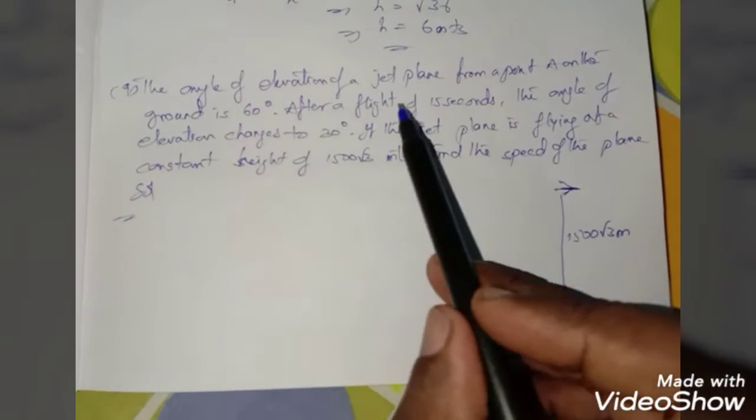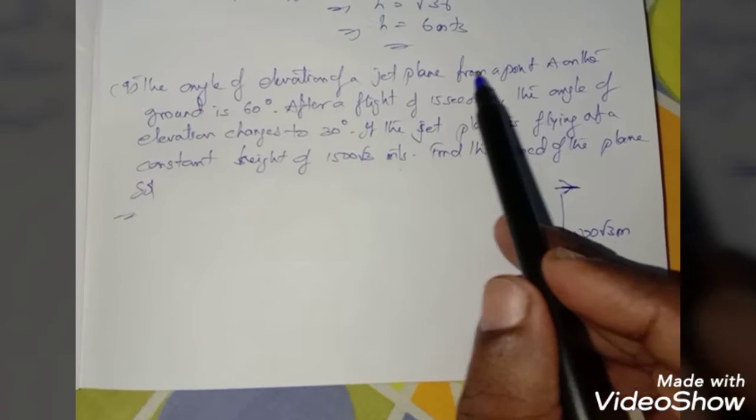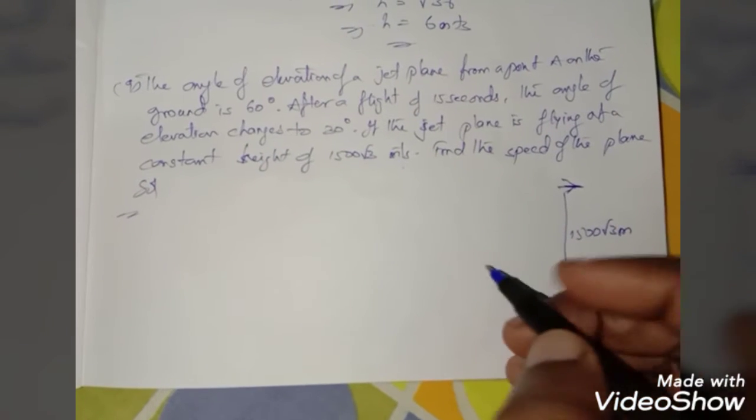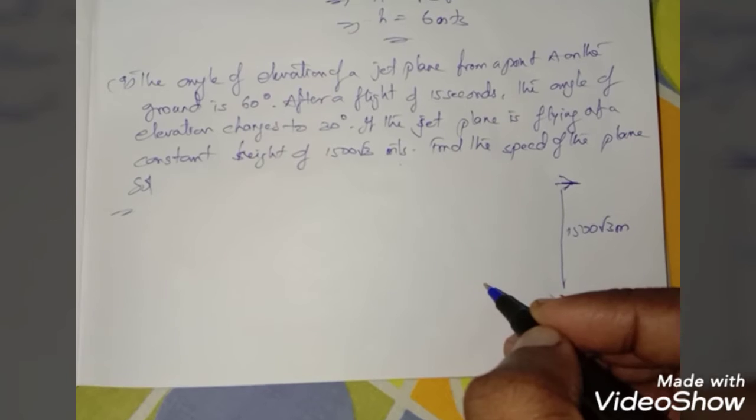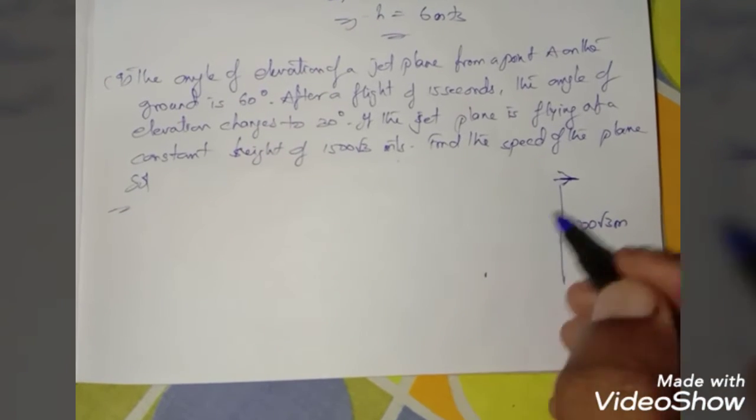Next, the angle of elevation of the jet plane from a point A. Suppose this is a point A on the ground, is 60 degrees.